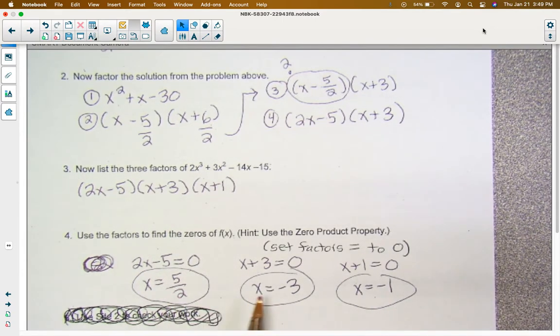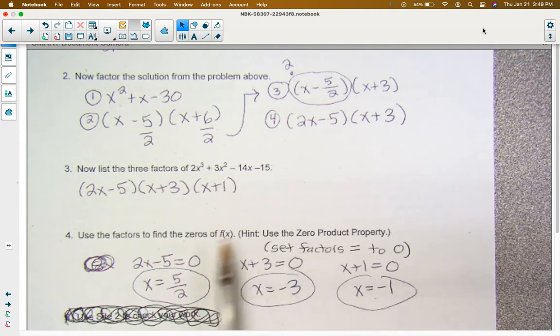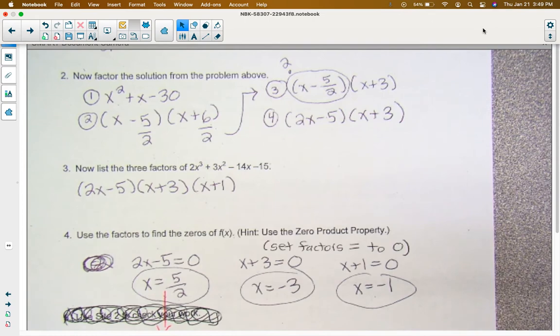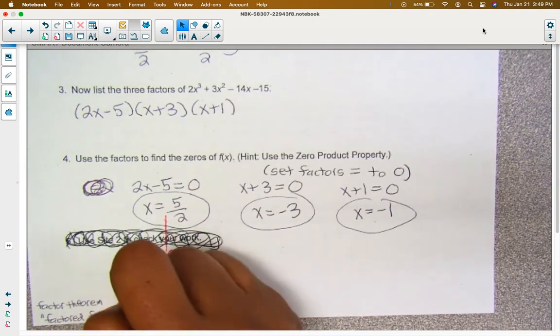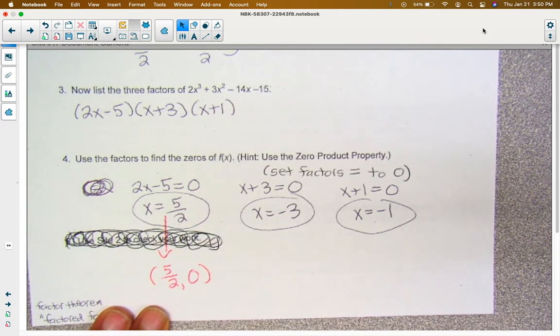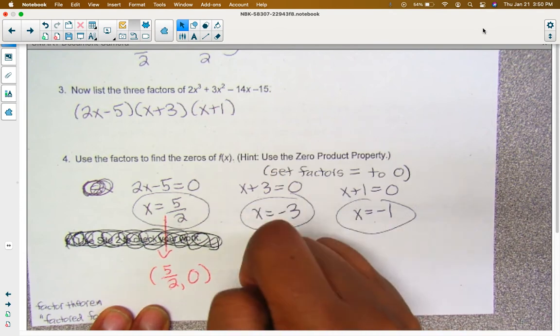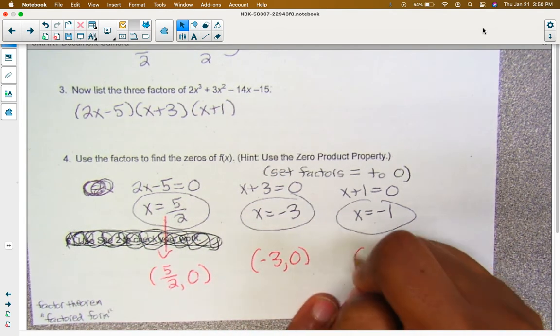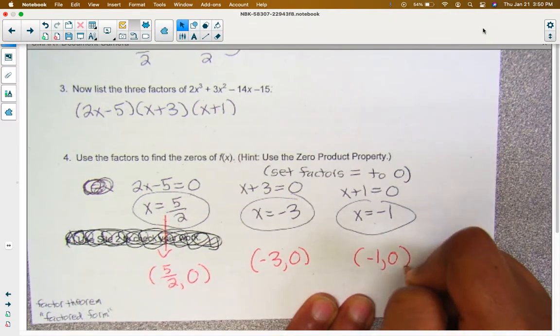Since these are the zeros of my function, a 0 or a root is where it crosses the x-axis. So these actually give us ordered pairs. This one, I'm writing this out in red, gives me 5 halves, 0. That's one ordered pair. If I were to graph it, it would cross at 5 halves, 0. If I were to graph this, it would cross at negative 3, 0. If I were to graph this, it would cross at negative 1, 0.